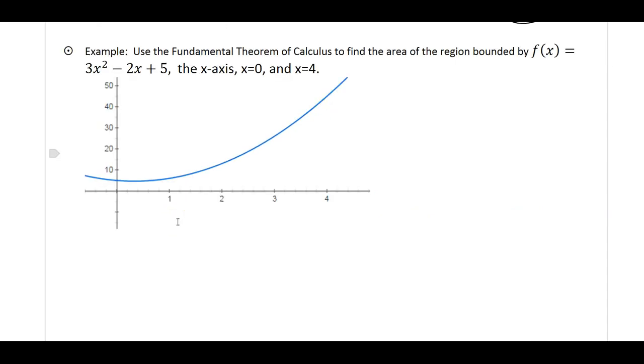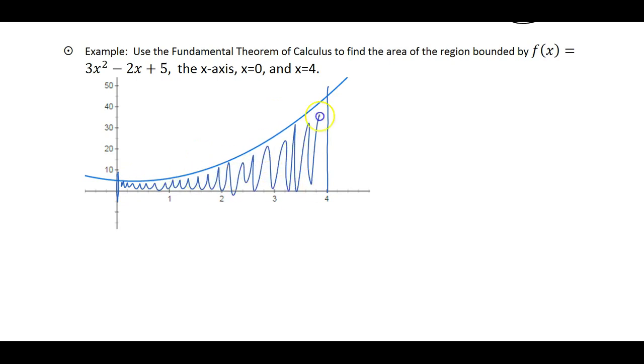Now, as long as the definite integral would represent the area of a region, or area of the space under a curve, meaning as long as the function is positive on that whole interval, then we can use the fundamental theorem of calculus to find the area under a curve. So in this example, we're going from x equals 0, so right here, to x equals 4. And you can see that on this whole space, the curve is positive. So we're looking for the area of this region right here.